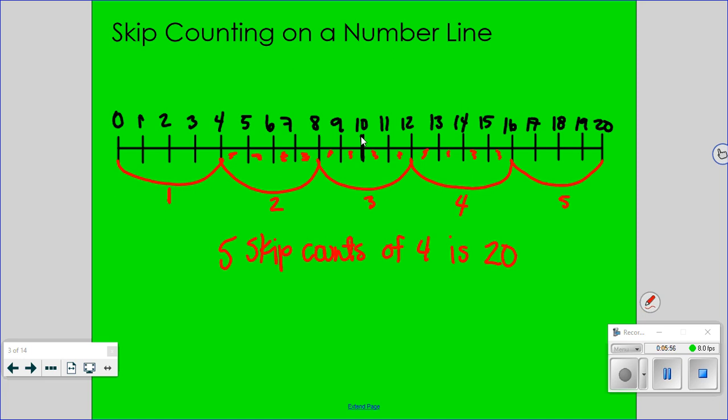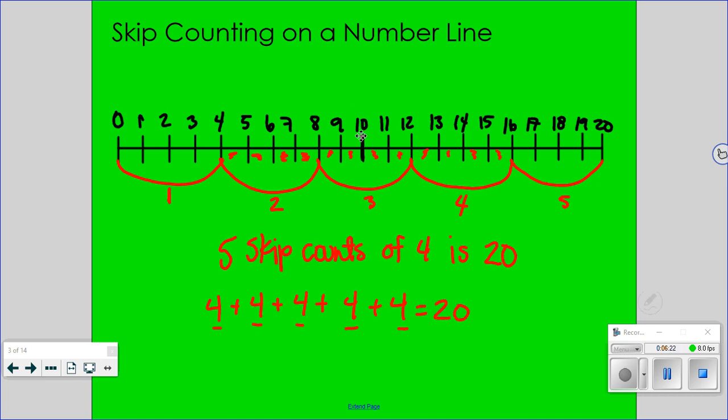I just wrote it in English, but we're going to translate that to math. And the way we do that is we are going to be writing an equation. So I had 4 plus another group of 4 plus another group of 4 plus another group of 4 plus another group. I should have 5 total groups. 4 plus 4 plus 4 plus 4 plus 4 equals 20.